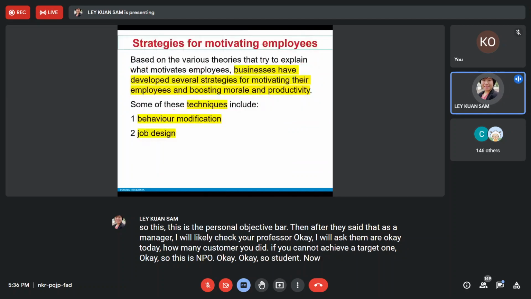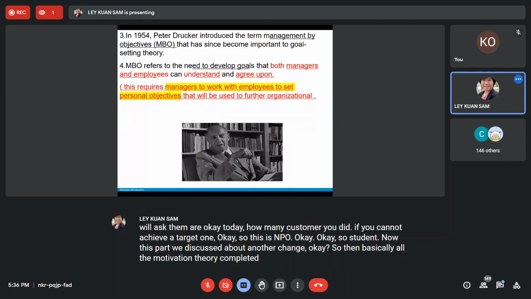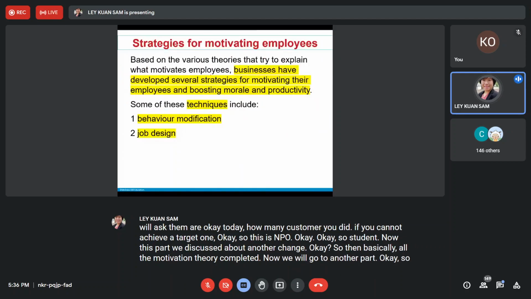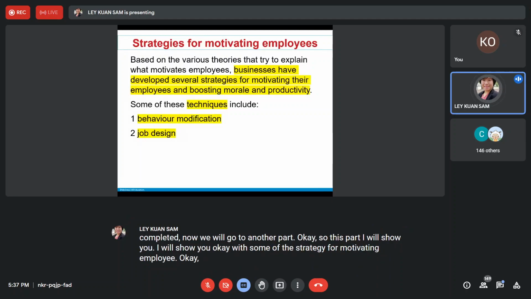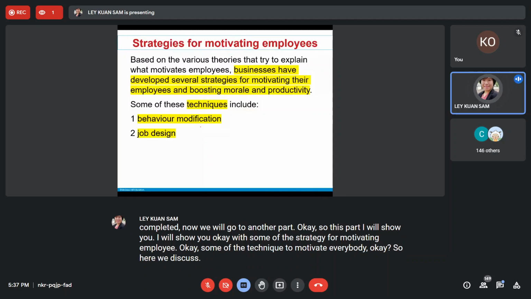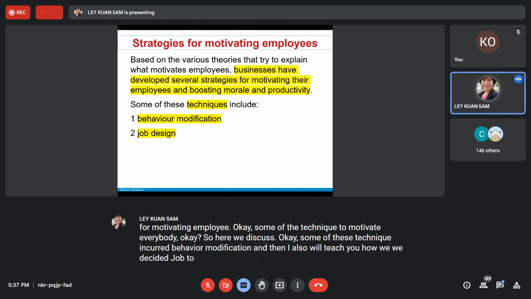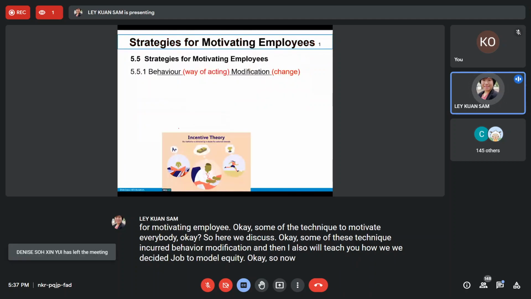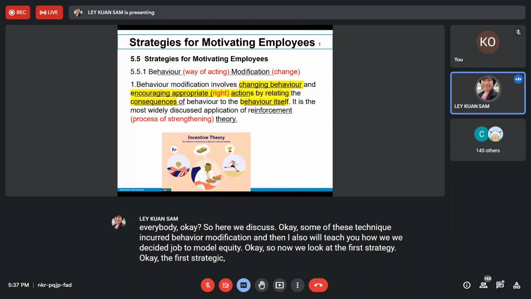Okay students, now we discuss another strategy. Basically all the motivation theories are completed. Now we will go to another part, where I will show you some strategies and techniques to motivate employees. These techniques include behavior modification, and I will also teach you how we design the job to motivate employees. Now we will look at the first strategy.